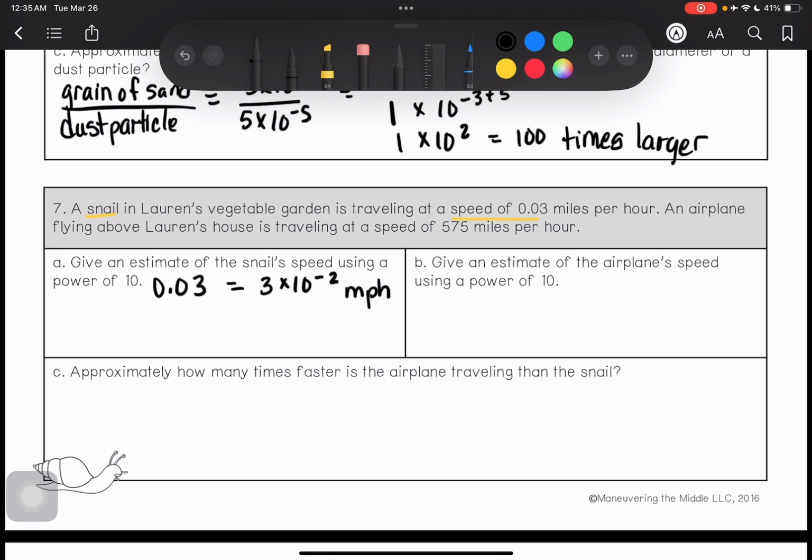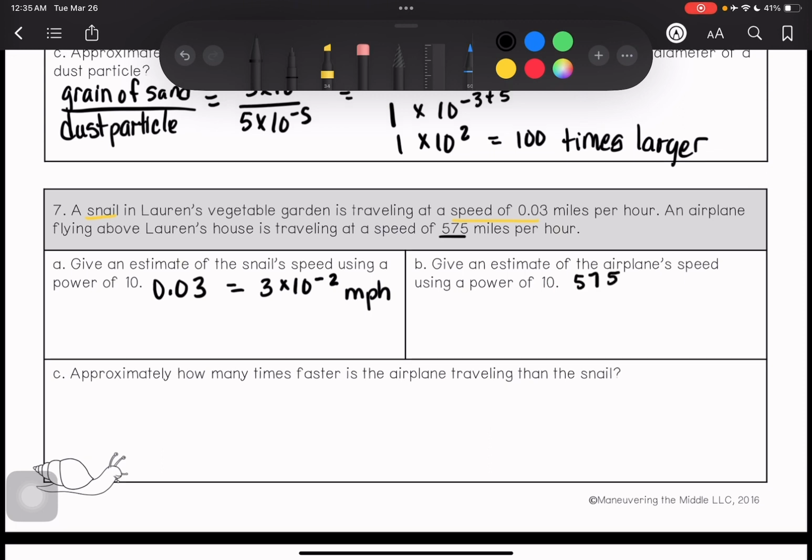B says give an estimate of the airplane speed. So the airplane speed is 575 miles per hour. In scientific notation, it says an estimate, so I have to round this. I'm looking at the number in the hundreds place. I look to the right. It's 5 or more, so the 5 becomes 600, which also equals 6 times 10 squared miles per hour.